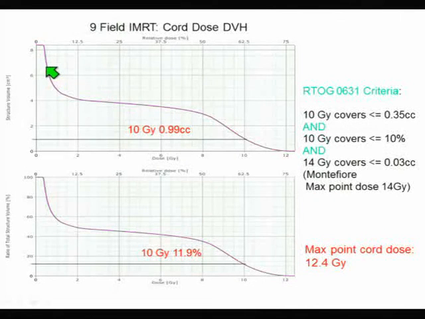For example, you get the DVH of the cord, and the maximum dose for this one is pretty good, 12.4 gray, under 14. But the 10 gray actually covers 0.99 cc, and the 10 gray covers 11.9%. So this curve, instead of having this much lower kind of tail, depends on whether you feel comfortable. You have to really push it a little bit to get that.